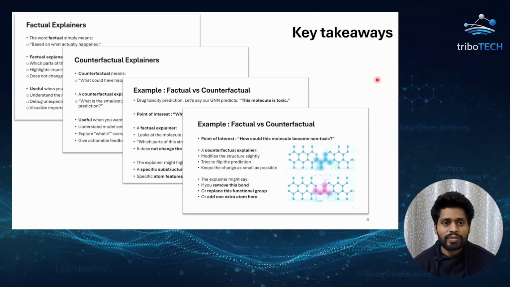So this is it in this video. We discussed factual explainers and counterfactual explainers, and also the examples where the same graph machine learning problem can be handled well with a factual explainer in one case and with a counterfactual explainer in the other case. It only depends upon what our point of interest is. So I hope you now have a good understanding of factual explainers and counterfactual explainers, and you can make good decisions in your own graph machine learning problems as to which explainer you want to go with.